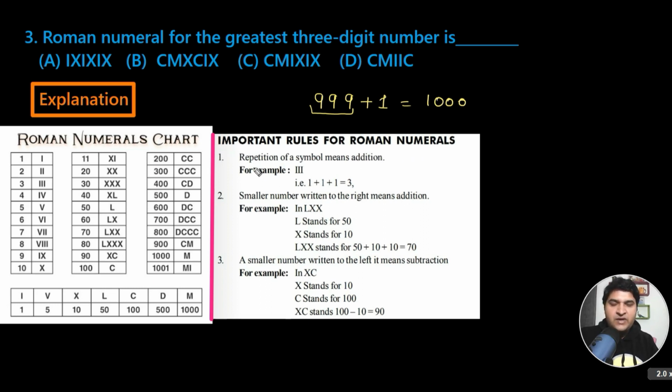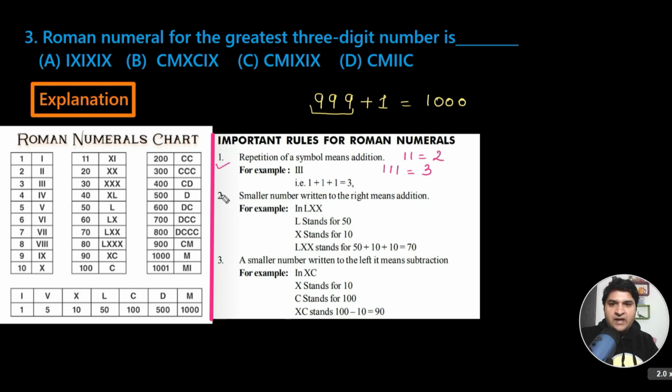Without knowing these rules, you cannot solve this problem. So let's start one by one. The first rule says repetition of a symbol means addition. Let's say we are writing like this, one line, second line, and third line together. Which means we are adding, because we know 1 is represented by this single line. So 1 plus 1 plus 1, you will get 3. If I'm writing like this, we have 2 lines, so we are adding, and you will get 2.